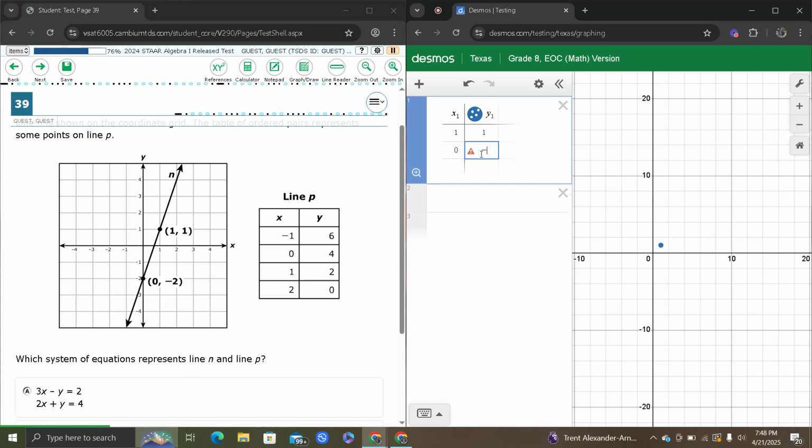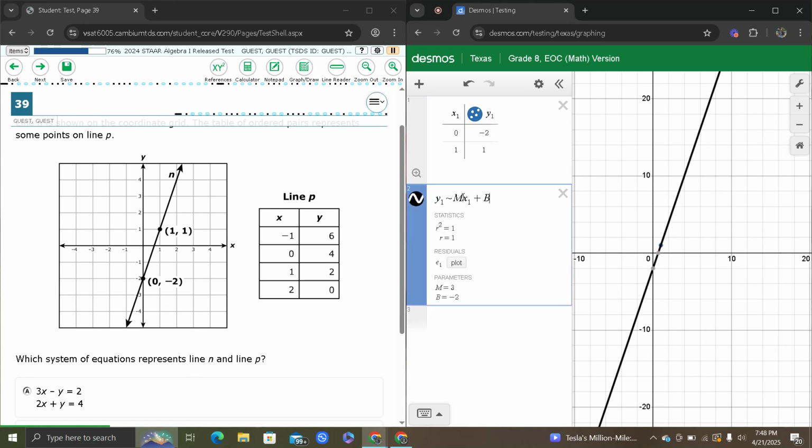So 1 is equal to 1. 0 is equal to negative 2. Let's start with that. Oh, actually, I got to start with 0, negative 2. Sorry, guys. So you start with your lowest one. Your lowest point is 0, negative 2, and 1, 1. y1 is equal to mx1 plus b.